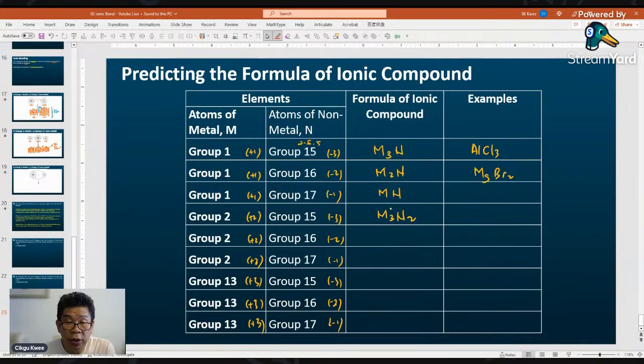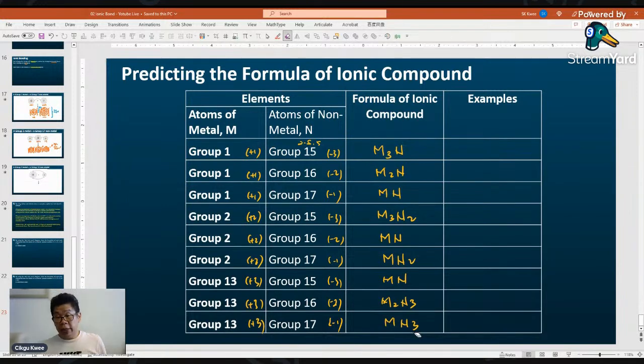This one, the charge is already balanced, so just MN. This one is MN2. This one MN. This one is M2 and 3, and this is M2N3. I just realized that the example I gave here is not correct, so we ignore this. So this is the formula.